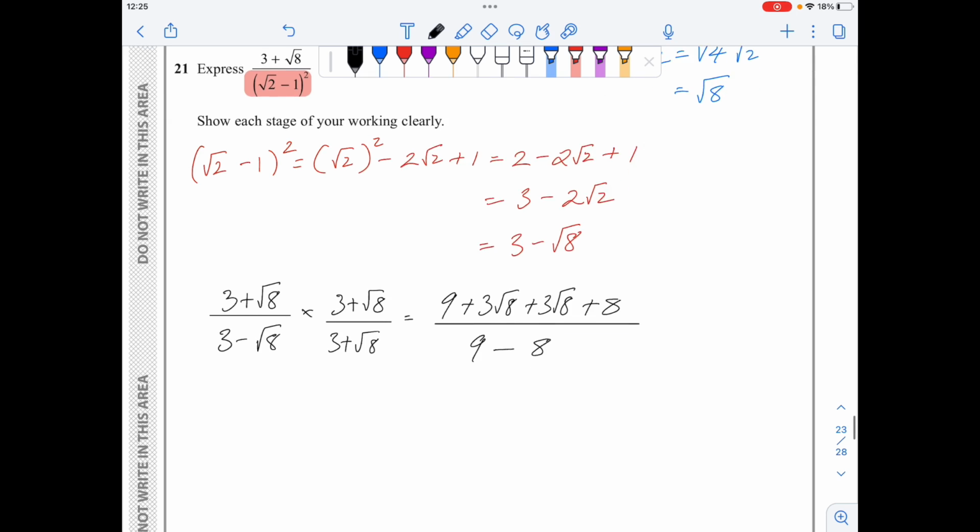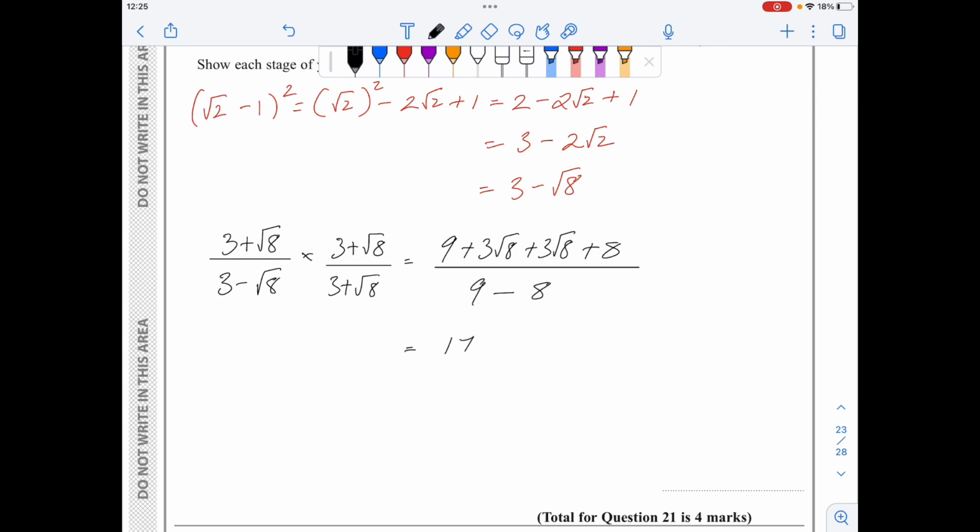If I simplify this, I will get 17 plus 6 square root of 8 over 1. And then I'll have to repeat what I did before with the 6 square root of 8. 6 square root of 8 is equal to the square root of 36 times the square root of 8, which is equal to the square root of 288. So my final answer will be 17 plus the square root of 288.